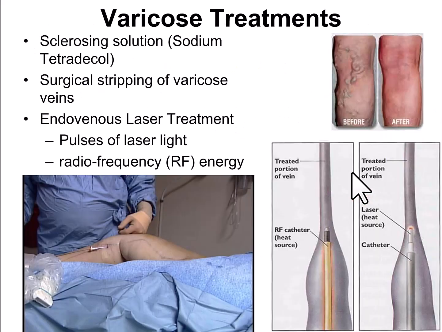There are various treatments for varicose veins. You have a sclerosing solution that when they inject that in there, it causes the vein to shrivel up. You can also surgically strip the varicose veins, although that's not done as often. More frequently, they do what's called endovenous laser treatment, and this is where they can use pulses of laser light or radio frequency. And as they pull this catheter through the vein, that laser light or radio frequency can cause this to shrivel up.